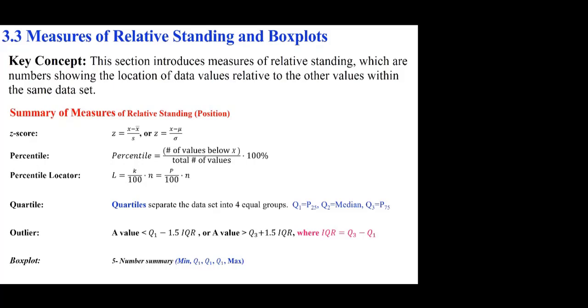Quartiles separate the data into 4 equal groups, Q1 or P25. Q2 is the same as the median, and Q3 is P75. Outlier. How do we find an outlier? I've mentioned the concept of outlier before, which means something is way off, but now precisely, it is a value which is less than Q1 minus 1.5 IQR or greater than Q3 plus 1.5 IQR. We'll see what that means shortly when we look at box plots and the 5-number summary, which requires 5 numbers minimum, those 3 values, and the min and the max.